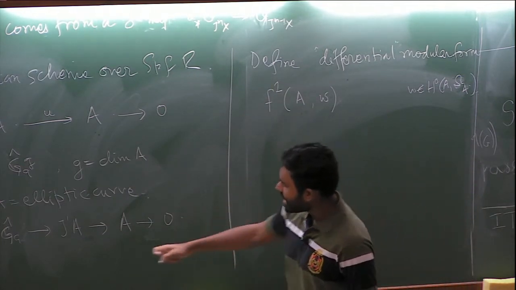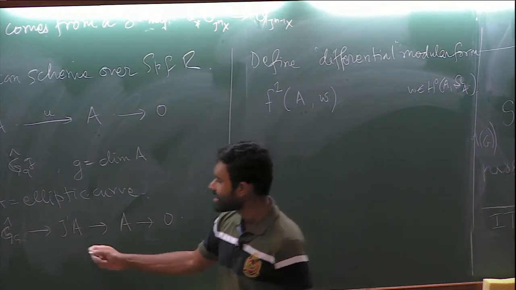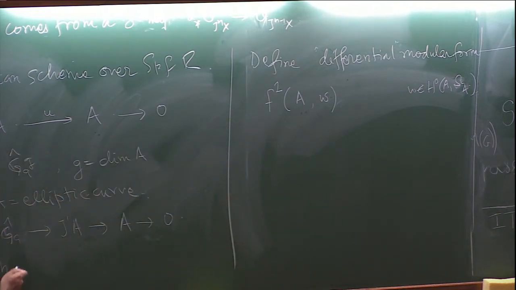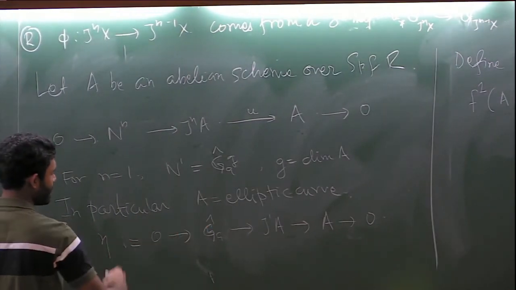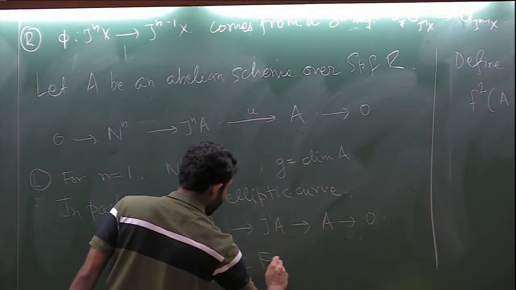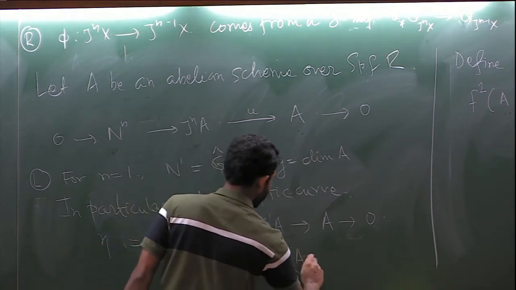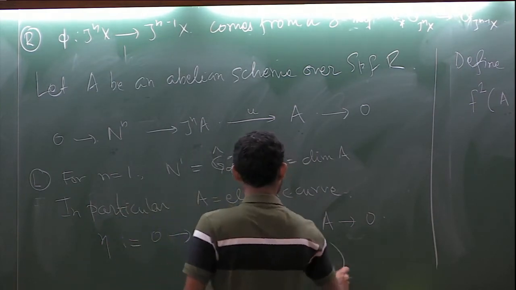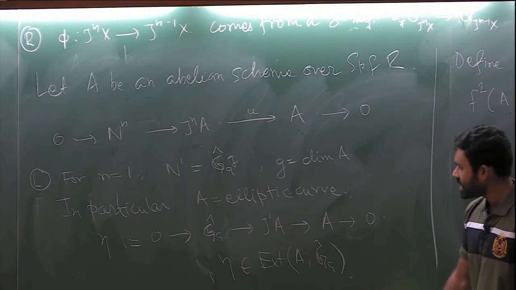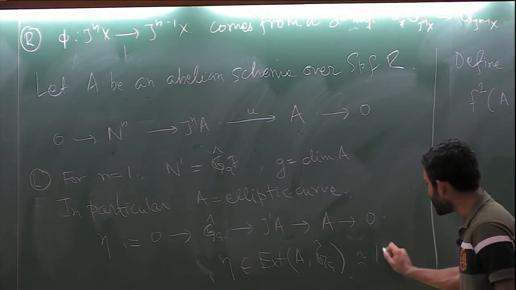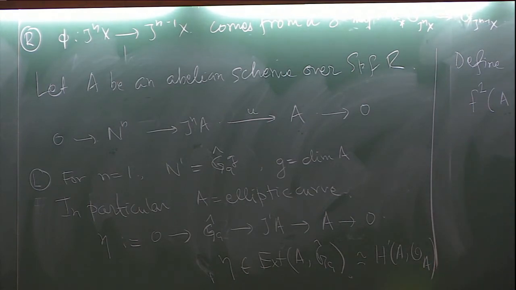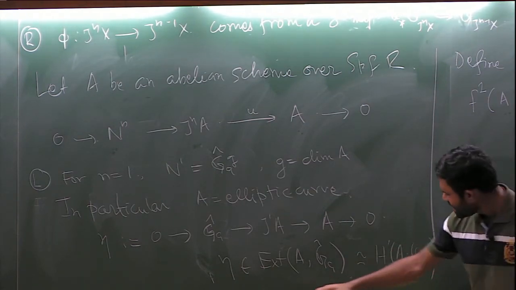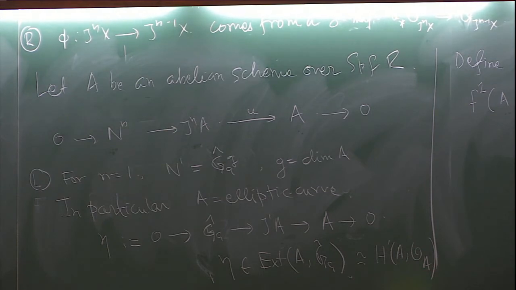Given an elliptic curve, I have an extension like this. So hence this is in this, and I call this eta, as this extension of A by GA. Then this eta is in Ext(A, GA hat), and that identifies with H1 of A. So you have a class in H1.